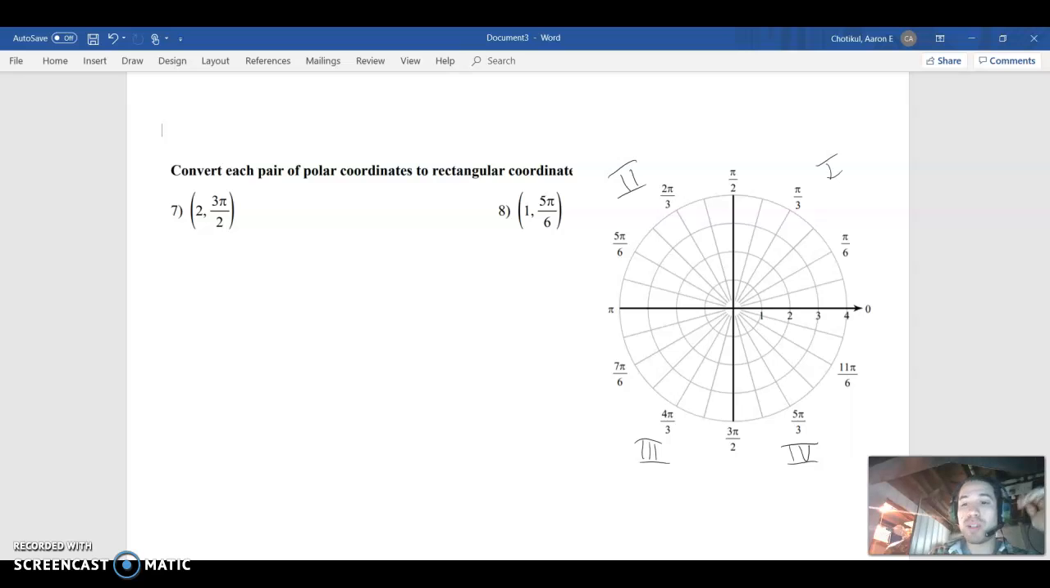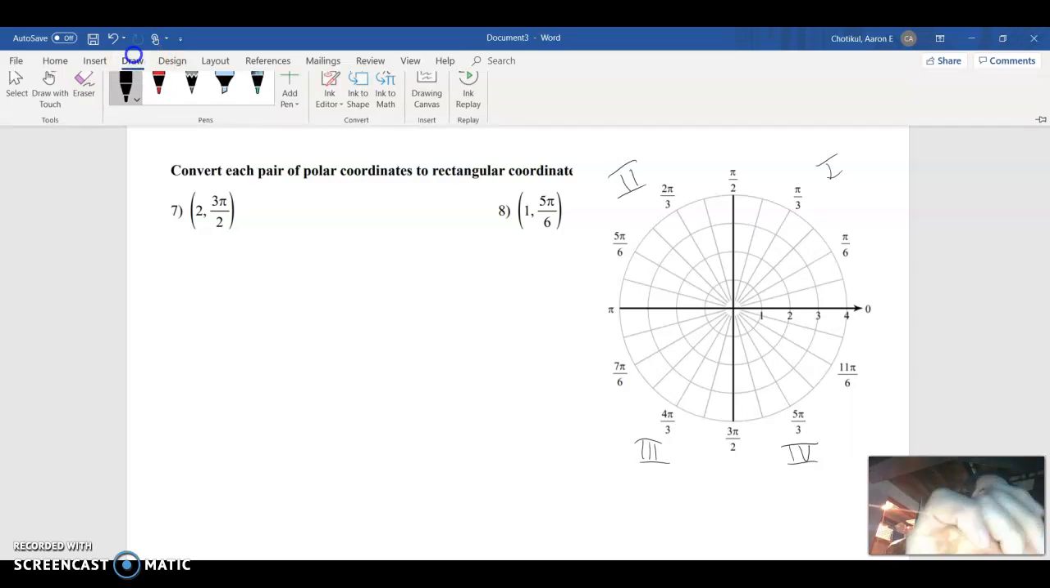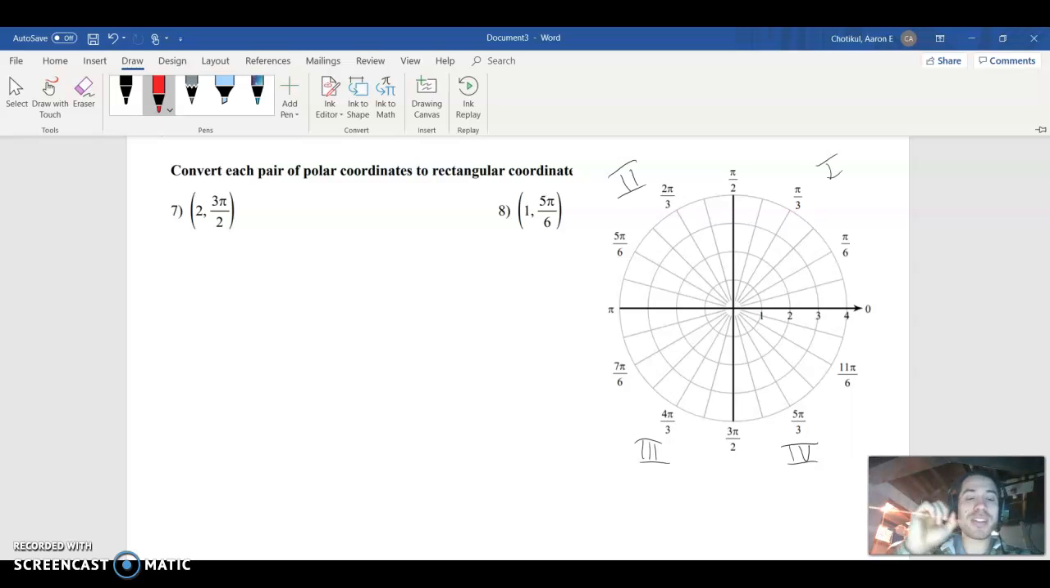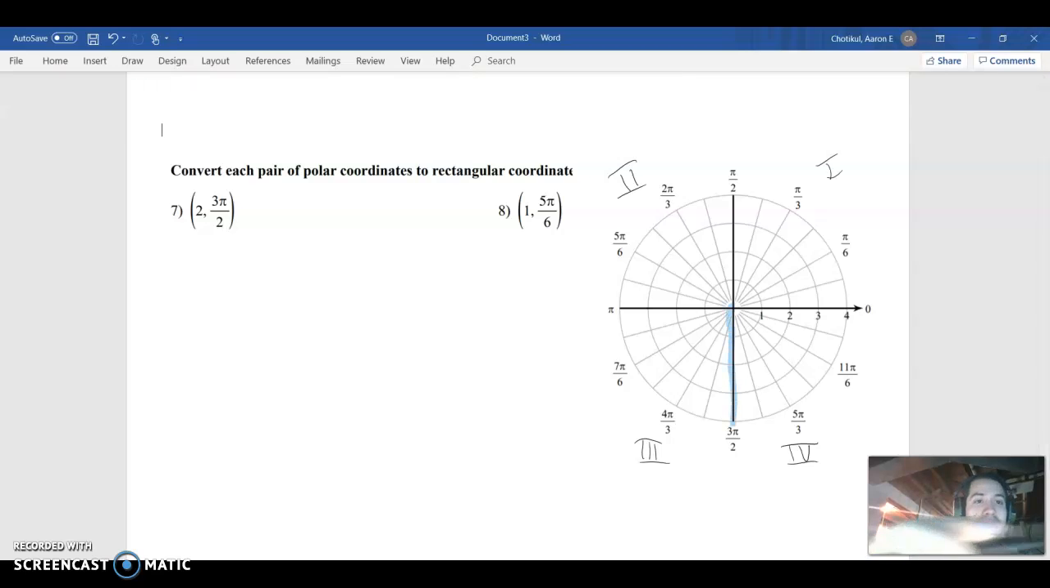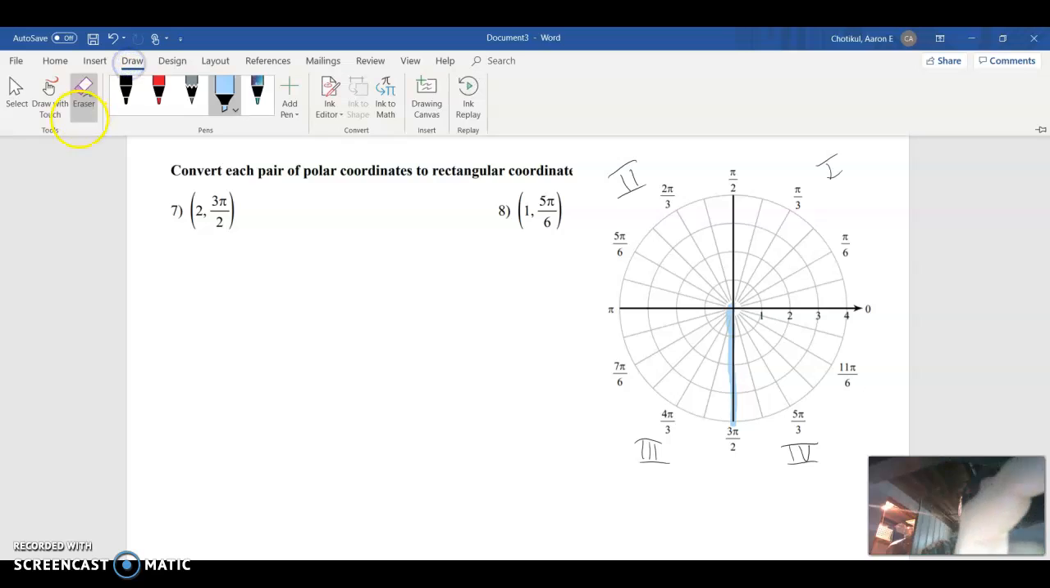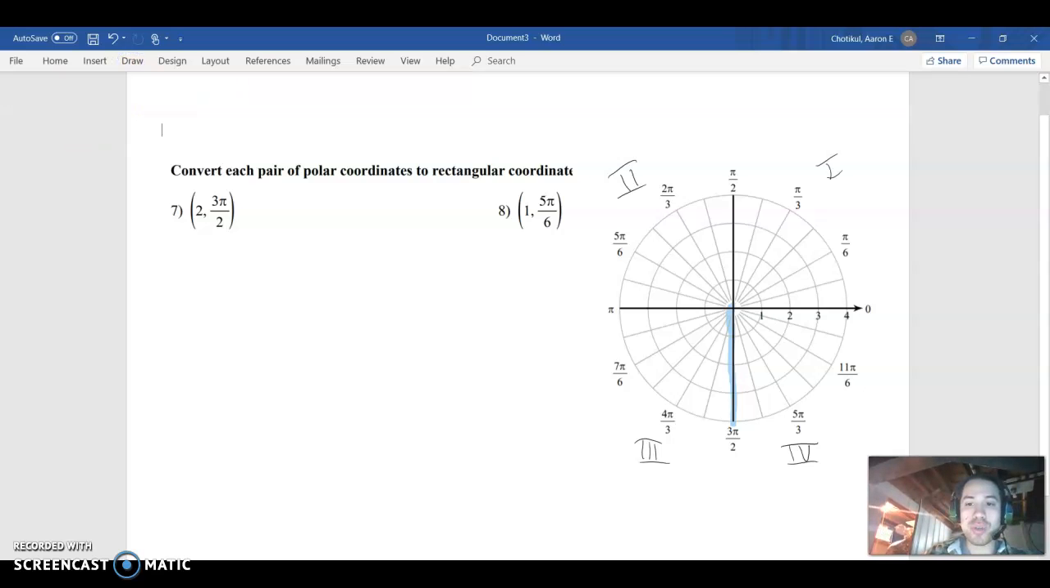But say, for example, I want to plot number 7. Number 7 says we have a radius of 2 and we go 2 pi thirds. So I find my angle, 2 pi thirds, and I go out on my angle a distance of 1, 2. So here's the point for number 7. I'm going to label that there. The reason I'm practicing plotting is that when you're converting, it's nice to see where this is because we can check our answer when it comes to converting.